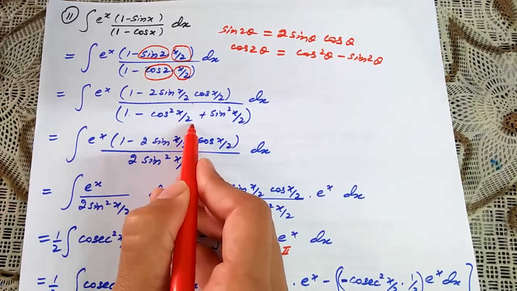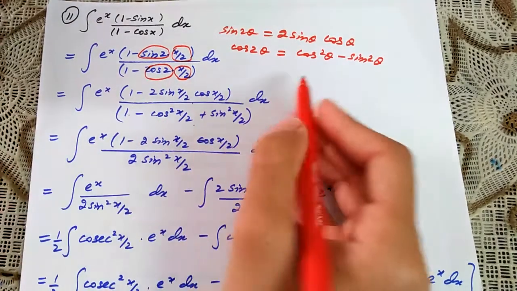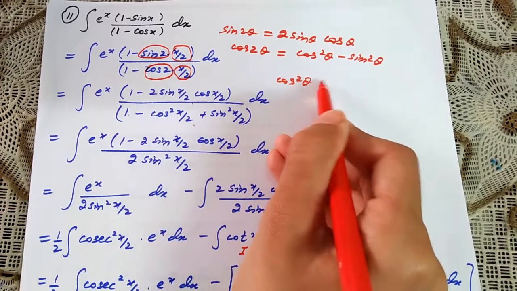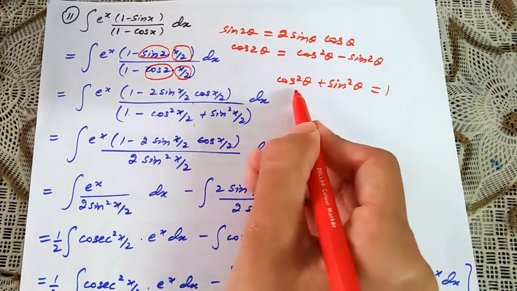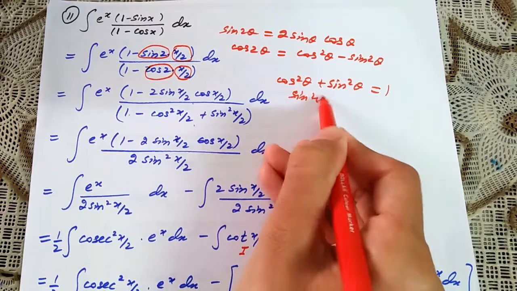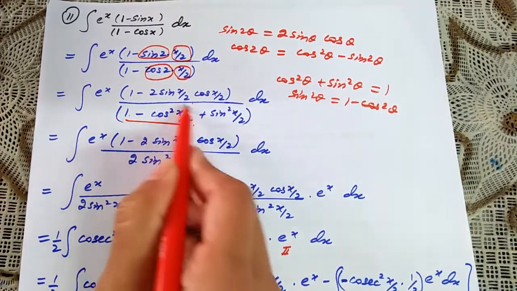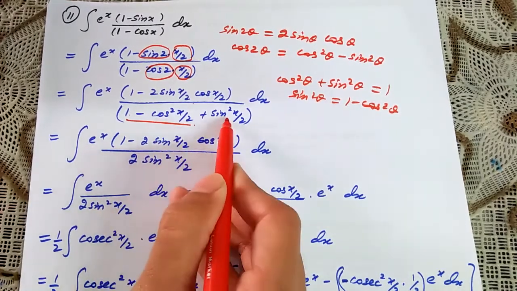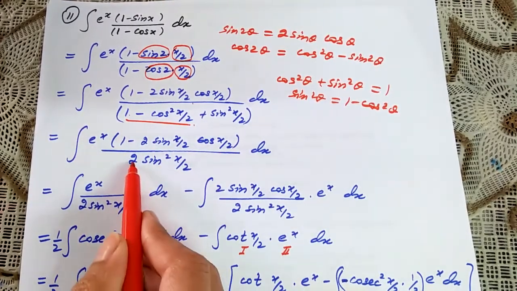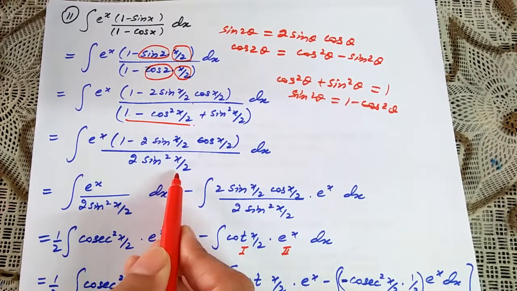1 minus cos square of x by 2 can be changed into sine square of x by 2 by using this identity: cos square theta plus sine square theta equals 1. So sine square theta is equal to 1 minus cos square theta. So just replace 1 minus cos square of x by 2 with sine square of x by 2. Sine square of x by 2 plus sine square of x by 2 will be 2 sine square of x by 2. Now we have only one function in the denominator.